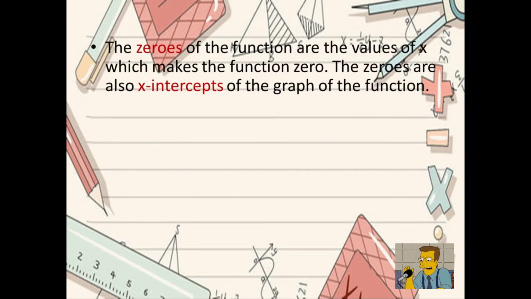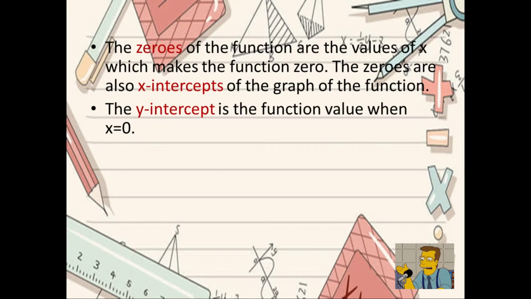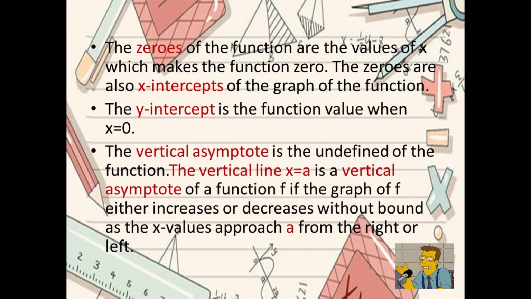The zeros of the function are the values of x which make the function 0. The zeros are also the x-intercepts of the graph of the function. The y-intercept is the function value when x equals 0. The vertical asymptote is where the function is undefined.